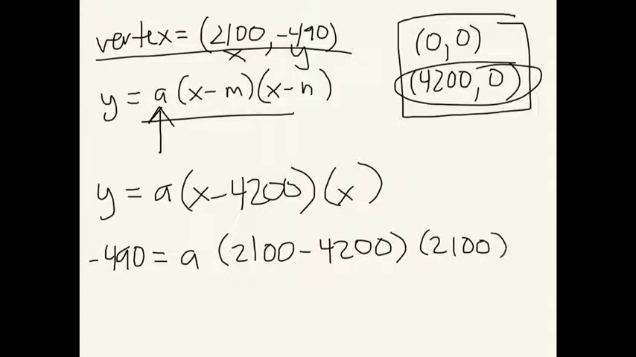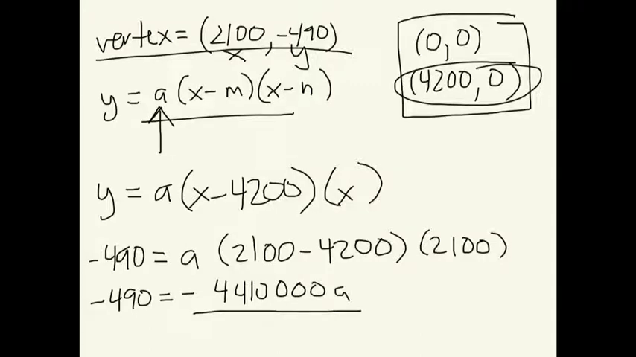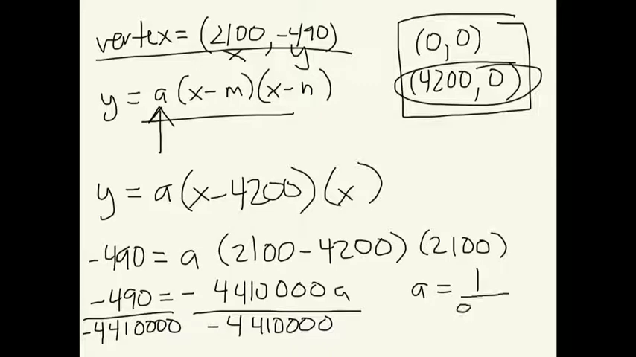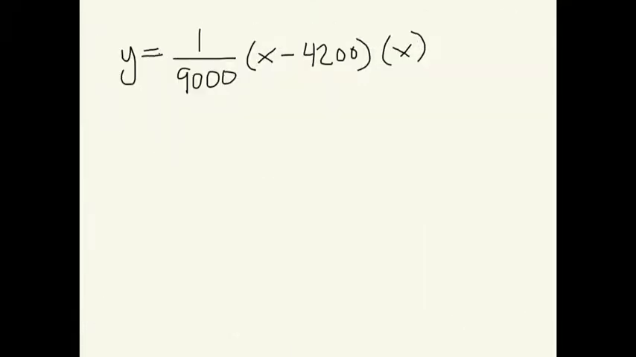When you work this one out, what you have here is negative 490 is equal to negative 4,410,000 a. And of course, we want to solve for a, so you have to divide this by negative 4,410,000, and you have to divide the other side by the same thing. When you do that, you're going to find out that a is equal to 1 over 9,000. So this is the equation we got so far.